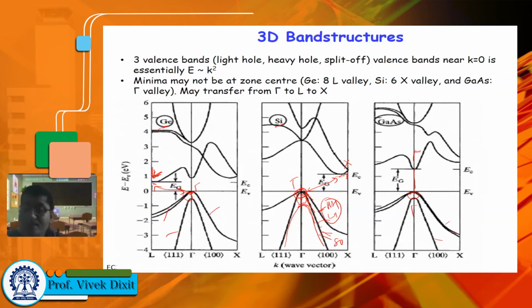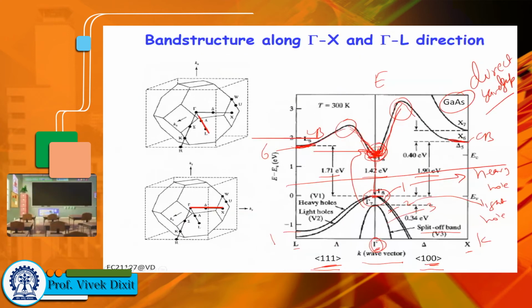Now it is important to know how many such valleys are there. For example, in case of silicon, the valley appears at the X, right? So in reciprocal space, how many X valleys will be there? Now X corresponds to the face, right? So how many faces are there in a BCC lattice? Because BCC is the reciprocal of FCC, right? For any cube, how many faces are there? 6. So that means there are 6 equivalent X valleys.